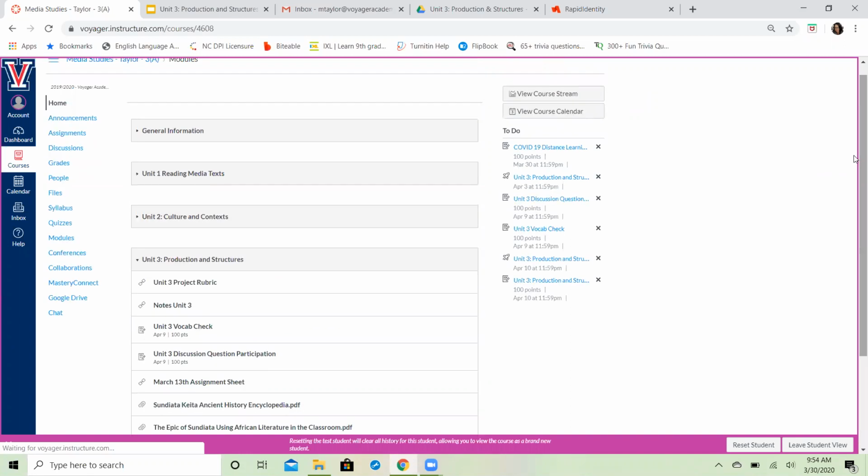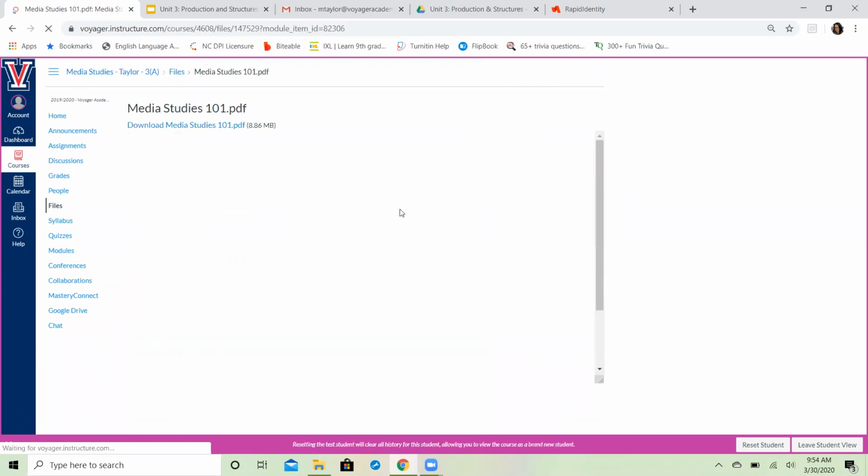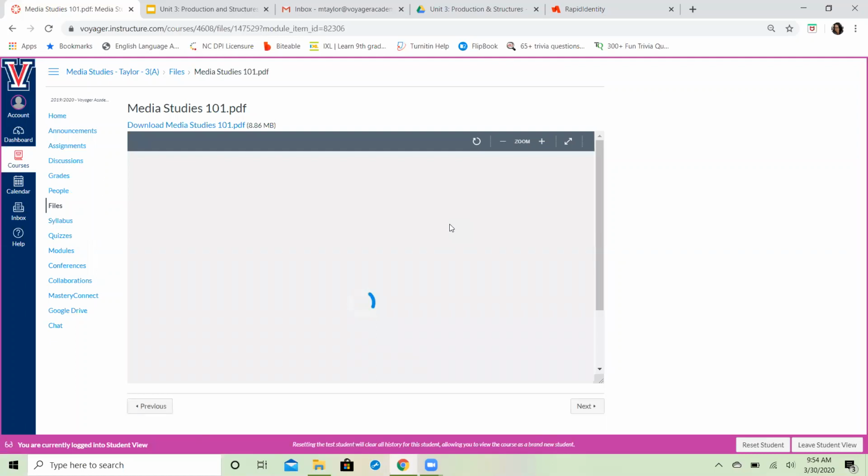One, I want you guys to remember that in terms of finding the chapters, Media Studies 101 PDF is your actual hard copy of your textbook. If you go to the website, you may not completely understand how to navigate the hyperlinks, so I don't want you to get lost in that.